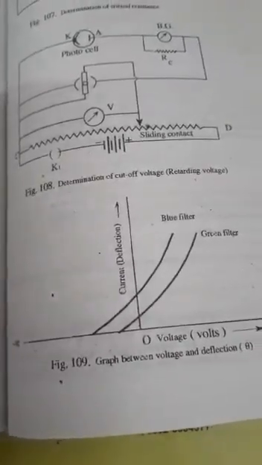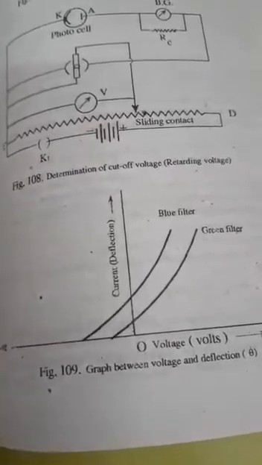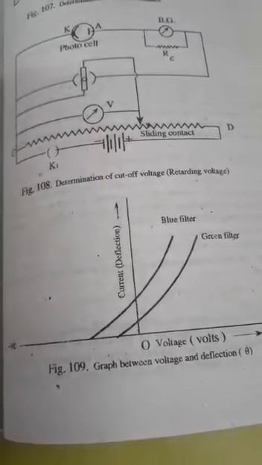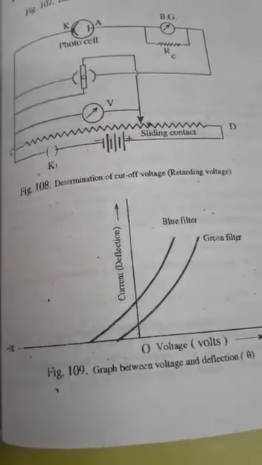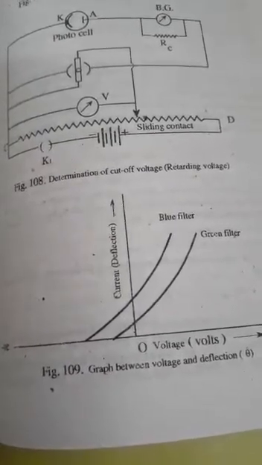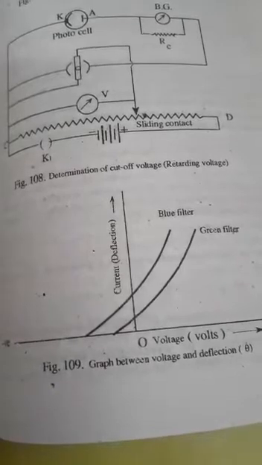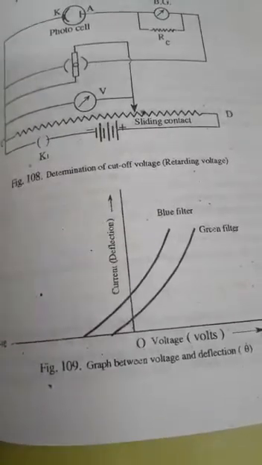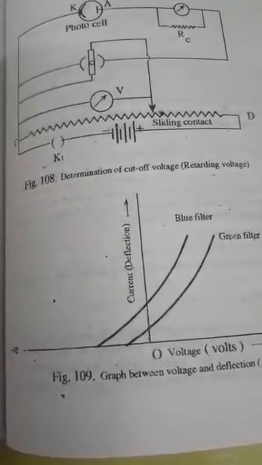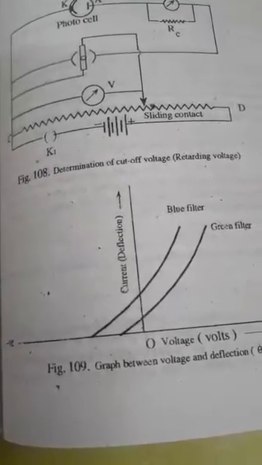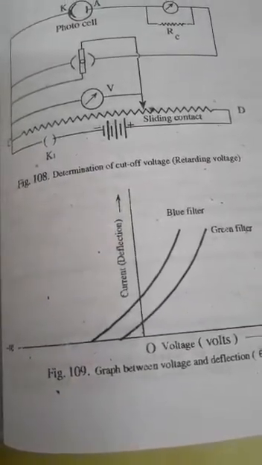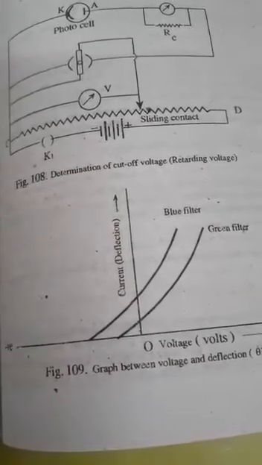Now this is the circuit diagram for cutoff voltage, retarding voltage it can also be called. In this a photocell is used, and in the internal circuit there is a ballistic galvanometer along with the resistance, and other components are shown in it. They are keys, voltage, voltmeter, and a rheostat. And we also know what a retarding voltage is.